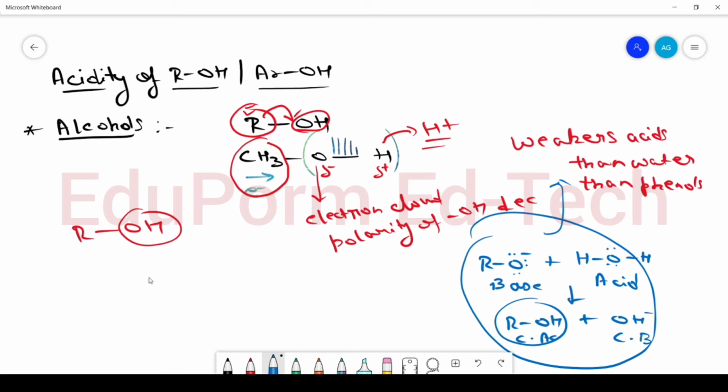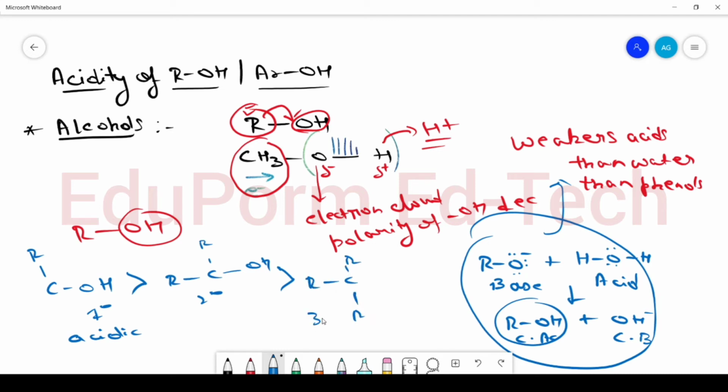So this is all about alcohols. One more thing that we need to know is that primary alcohol is more acidic than secondary alcohol. Let me draw the primary alcohol in another way. This is our carbon atom and only one R group is present. This is a primary alcohol, and it is the most acidic, then the secondary is more acidic, and the least acidic is the tertiary alcohol.